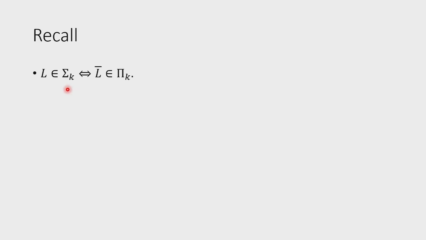Now it would have also been covered in class that L is in sigma k if and only if its complement is in pi k. The analog of this for k equal to 1, that is for NP and co-NP, is that L is in NP if and only if L complement is in co-NP, right?